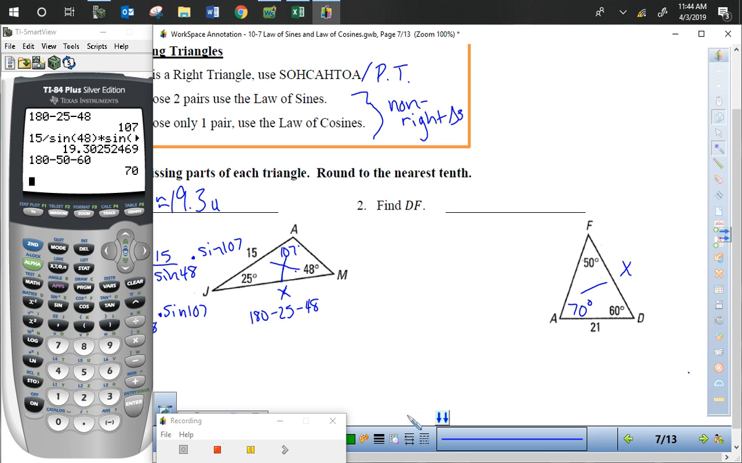Once again, we look for a second pair. We may not be able to find one, but we look for one. And in this case, we do have another pair, 50 and 21. I want you to pause the video, decide if this is law of sines or law of cosines, and set it up.